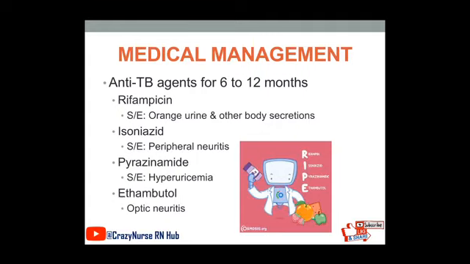So we have here 4 commonly used anti-tubercular drugs. First, we have your rifampicin, and the most common side effect of this is orange urine and other body secretions. We also have your isoniazid. Common side effect for this is your peripheral neuritis. We also have your pyrazinamide, and the common side effect is your hyperuricemia. Lastly, we have your ethambutol, and the common side effect for this is optic neuritis.